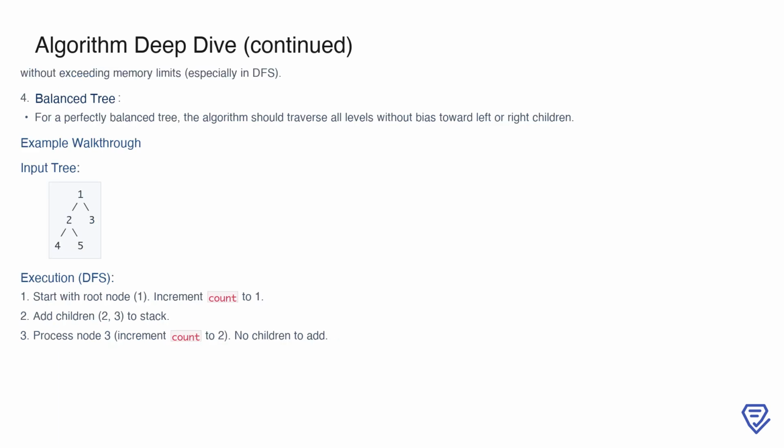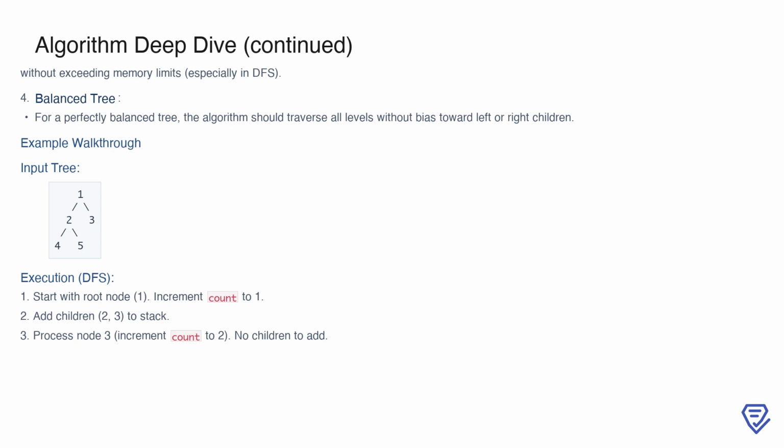Let's consider an example to see how the algorithm processes a tree. Imagine a tree with the following structure. The root node is 1, which has 2 children, nodes 2 and 3. Node 2 further has 2 children, nodes 4 and 5. Using depth-first search, we start with the root node, 1, and increment the count to 1. Next, we add its children, nodes 2 and 3, to the stack. We then process node 3, incrementing the count to 2.